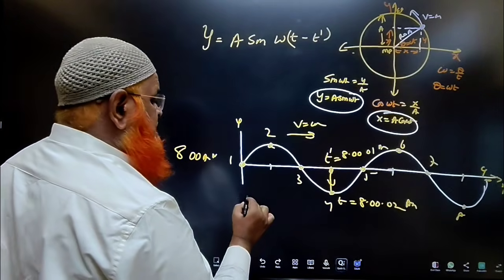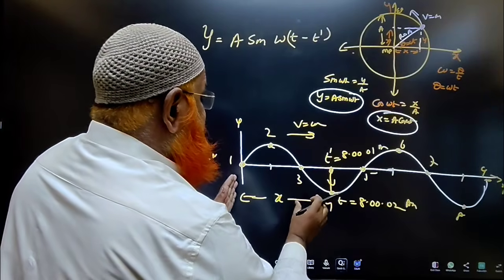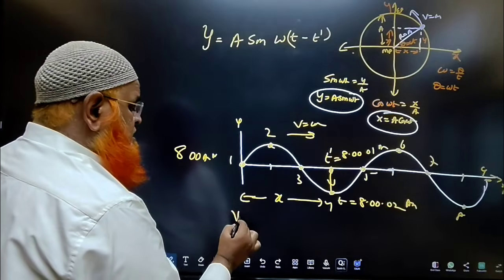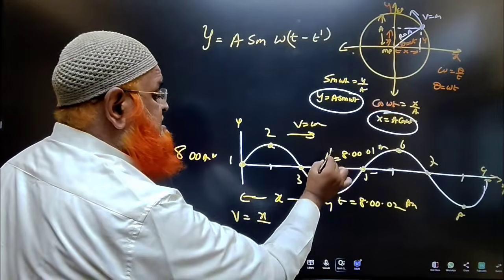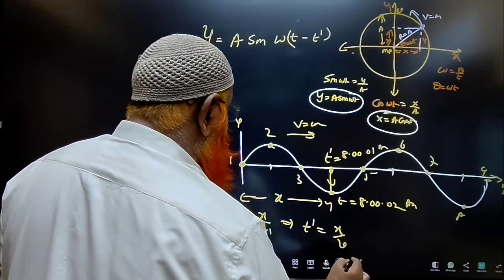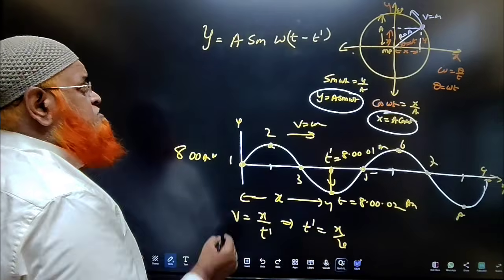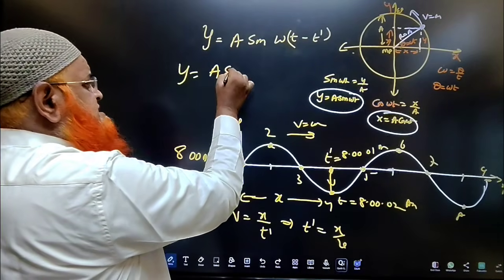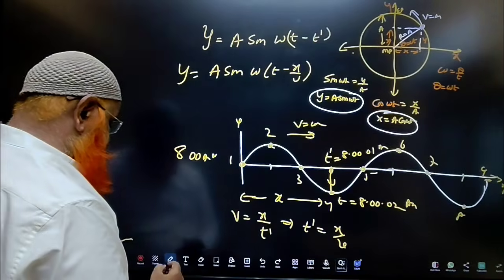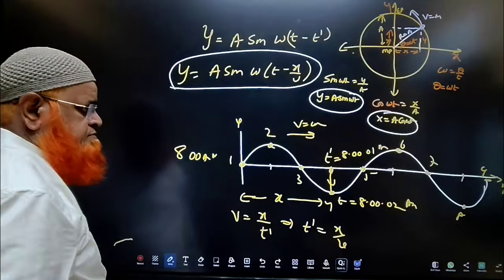So what is this distance? The particle is at a distance of x from the y axis. You know that velocity is displacement x by time t'. This implies that t' can be taken as x by v. So y = a sin ω(t − x/v) is the first equation of motion.